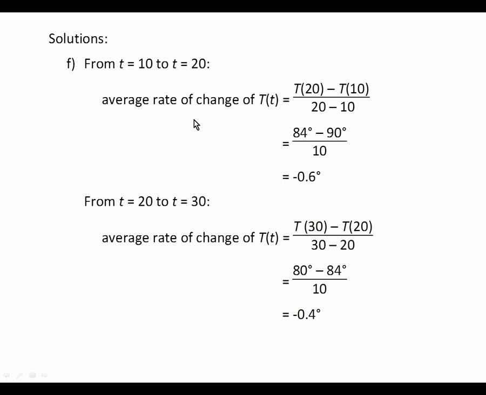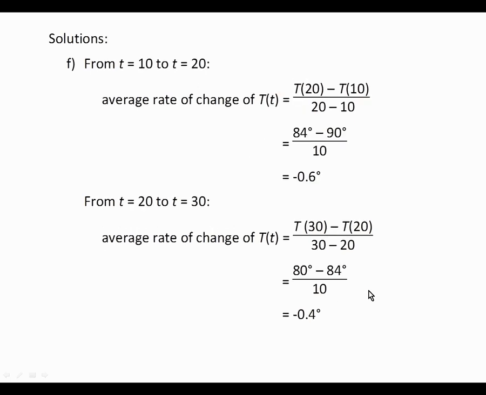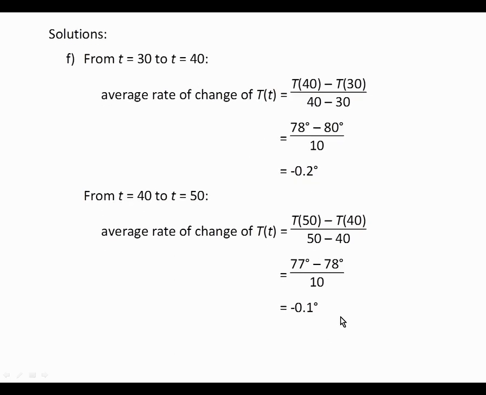on my next slide I'm going to have two more time increments. I'm going to go from what? t equal 30 to t equal 40, and then t equal 40 to t equal 50. So T of 40 minus T of 30 over 40 minus 30, T of 50 minus T of 40 over 50 minus 40. So negative 0.2 degrees, negative 0.1 degrees. See, again, they're getting smaller, but they're still all negative because remember, the cup of coffee is cooling down.